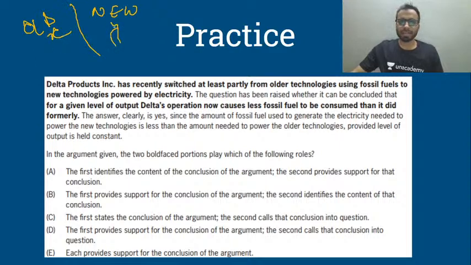X, Y. Y is less than X. The answer clearly is yes, since the amount of fossil fuel used to generate the electricity needed to power the new technologies is less than the amount needed to power the older technologies, provided the level of output is held constant. Okay. Now you have to talk about what role these two boldface portions play in the passage.